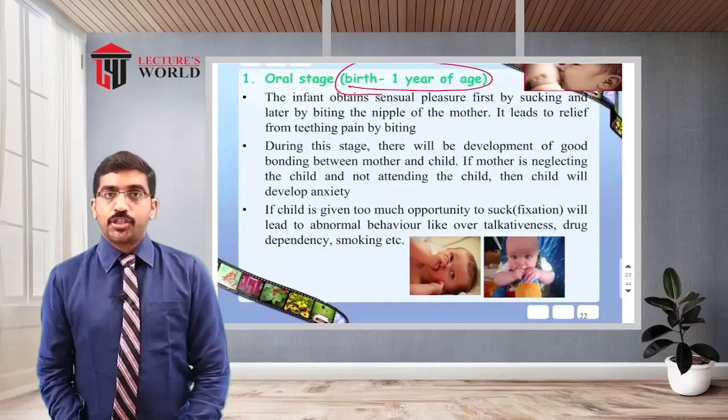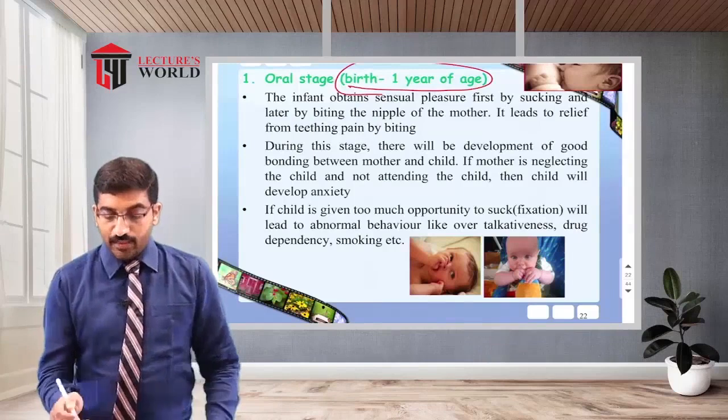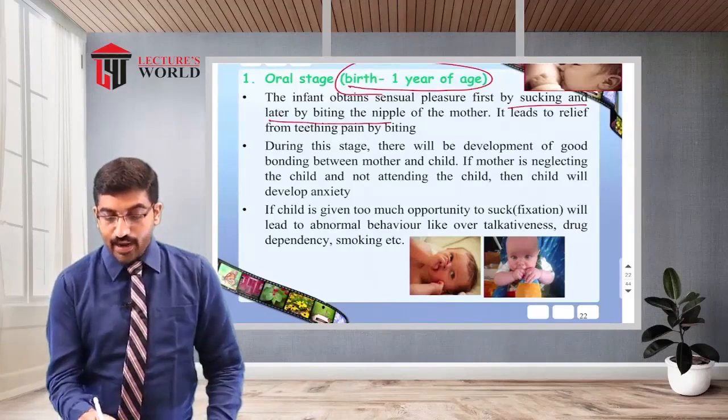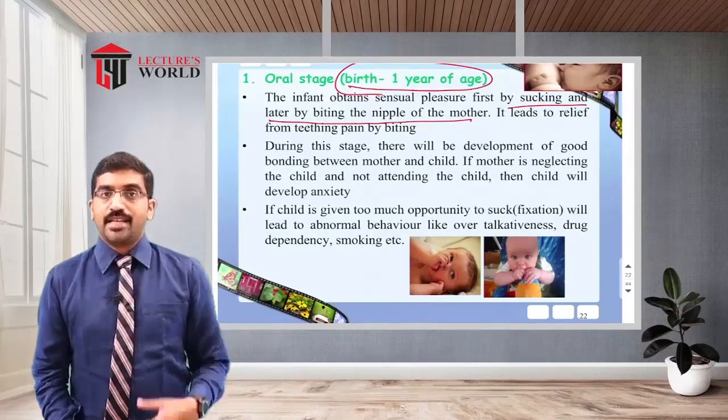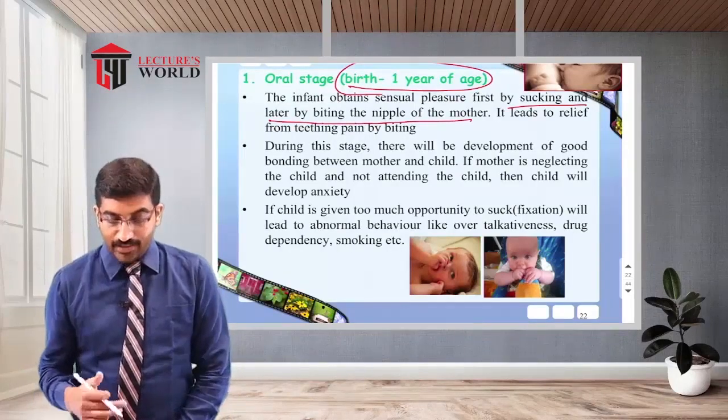So how are they getting pleasure? Already I told you in the introduction that the child will seek pleasure. So he will get the pleasure by sucking and later by biting the nipple of the mother, breastfeeding. So he will get pleasure. The oral cavity is that zone.